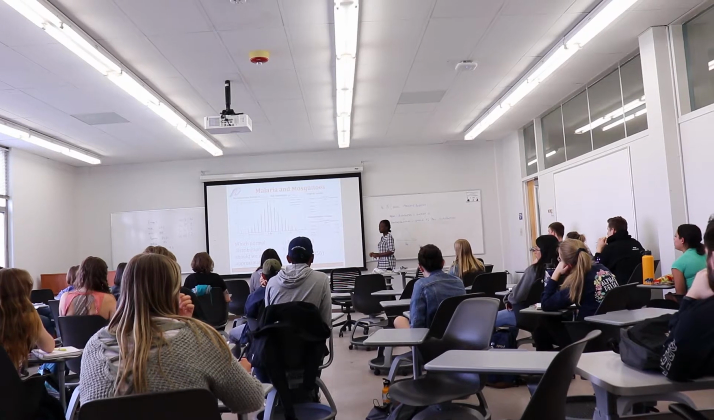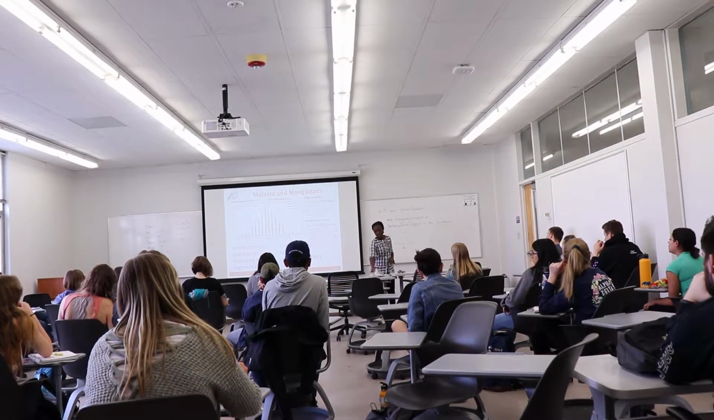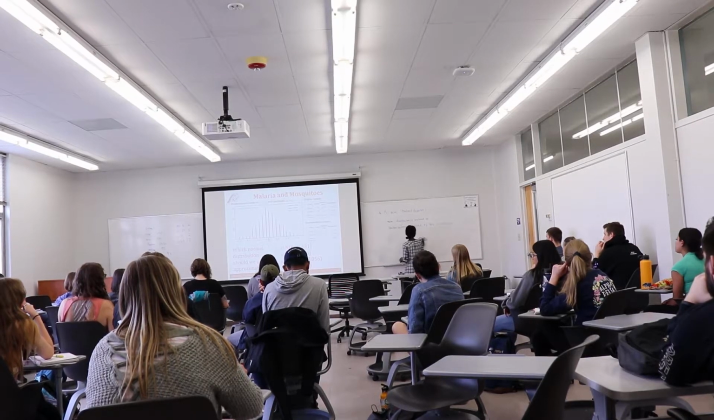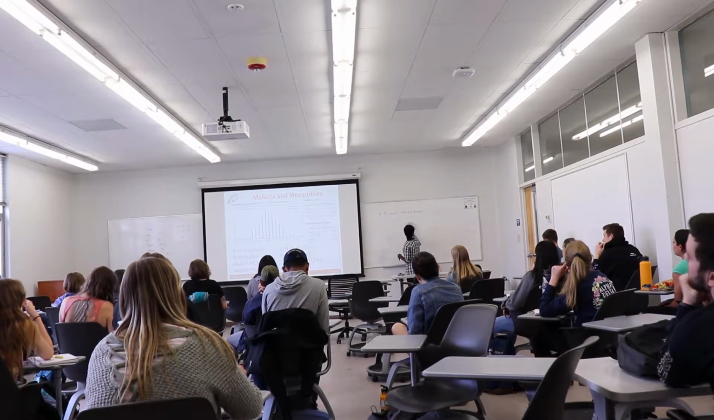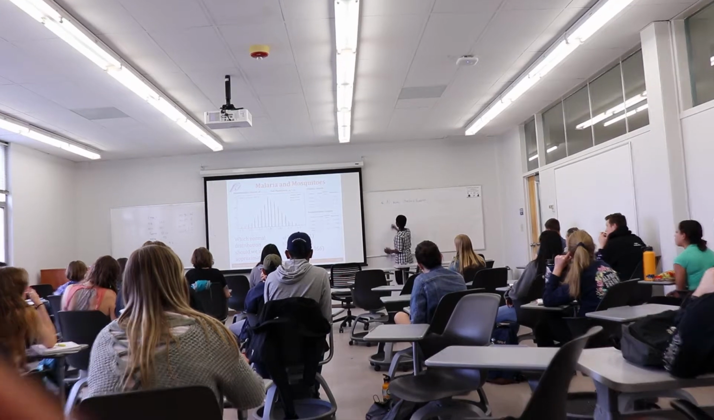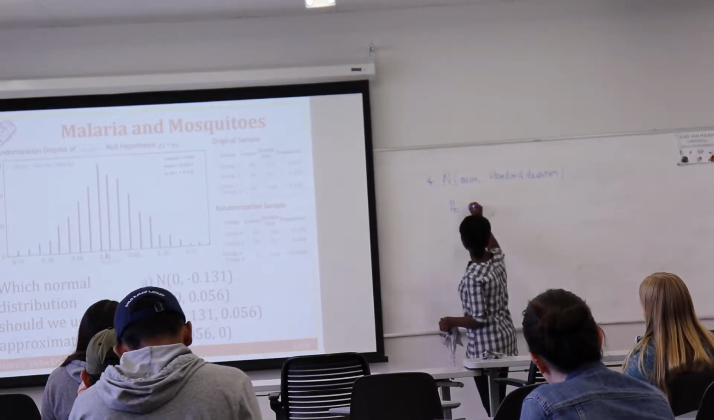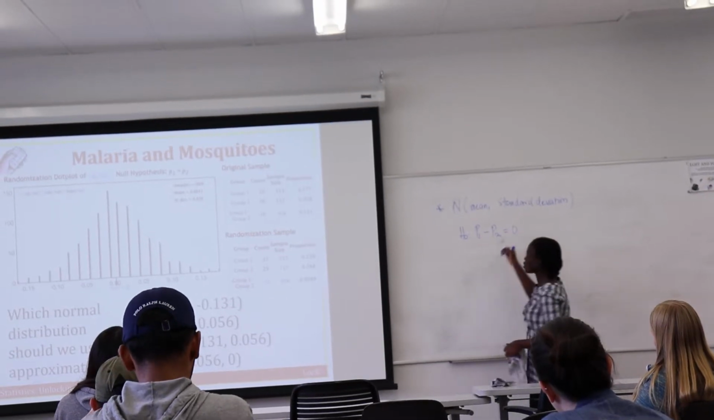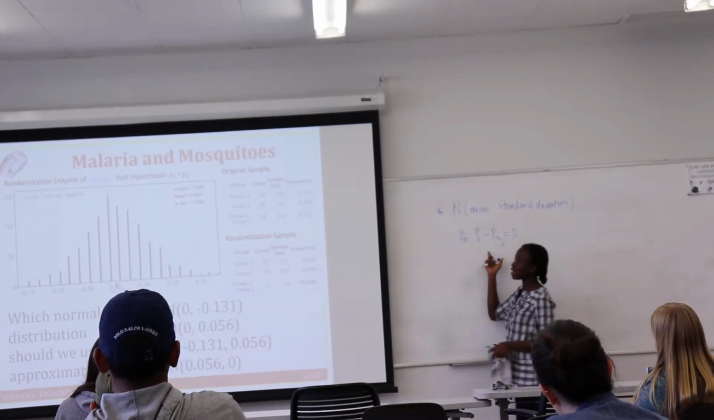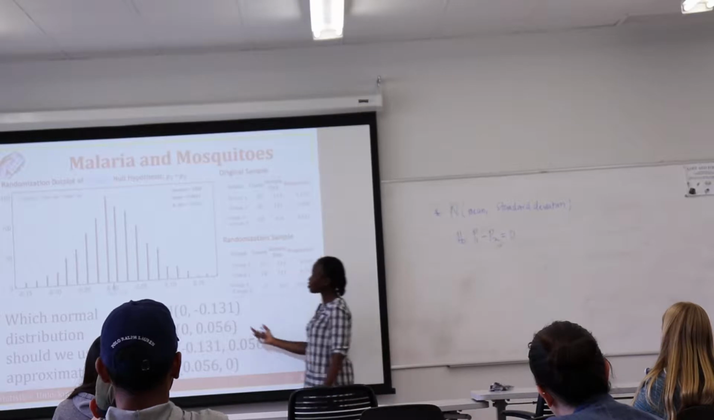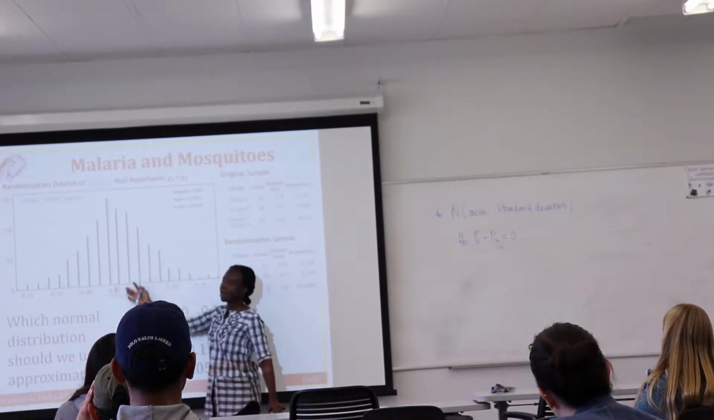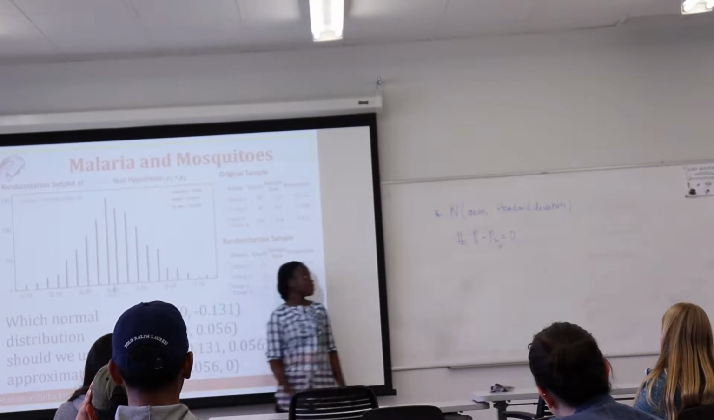It's the null value. In this case, we are looking at the difference in proportions, so we can write the null as P1 minus P2 is equal to 0. That is why we have the distribution centered at 0. That is the null value. This is a randomization distribution.